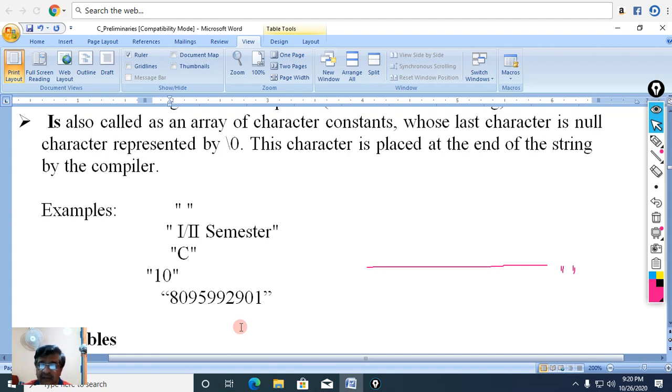For example, whenever we want to deal with our cell numbers, there is no question of calling them an integer constant. Therefore it should be taken as a string constant. A string constant is also called a literal. Let us be knowing this. A string constant is called a literal.